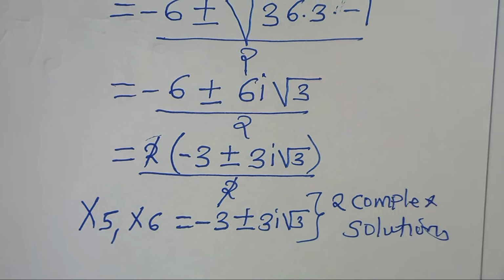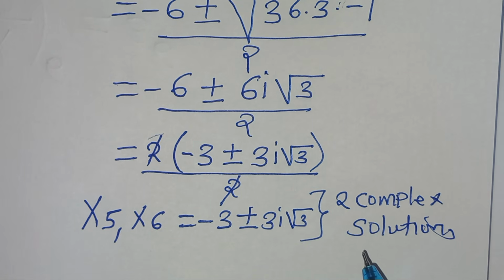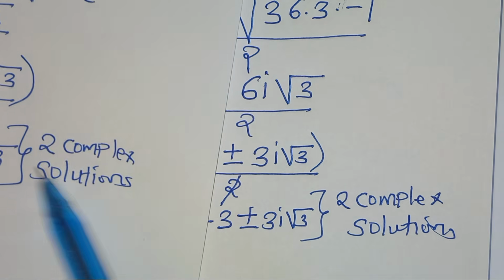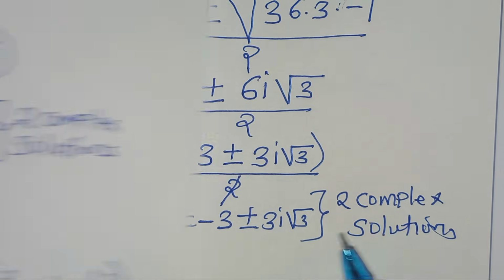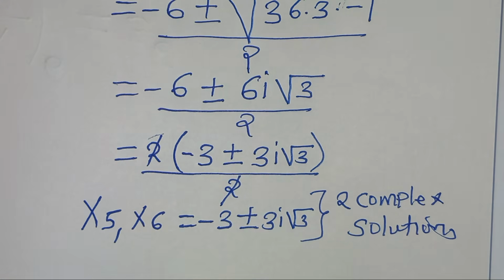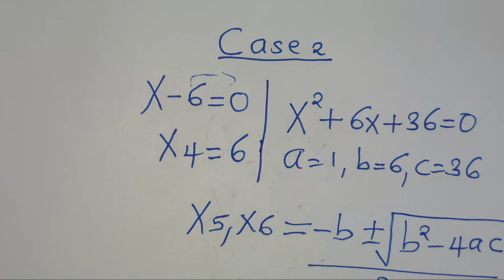So in total we have 4 complex solutions and 2 real solutions. So we have got 6 solutions here. We have 2 complex solutions here, and again we have 2 complex solutions here. And then we have 2 real solutions, that is x1 and x4.